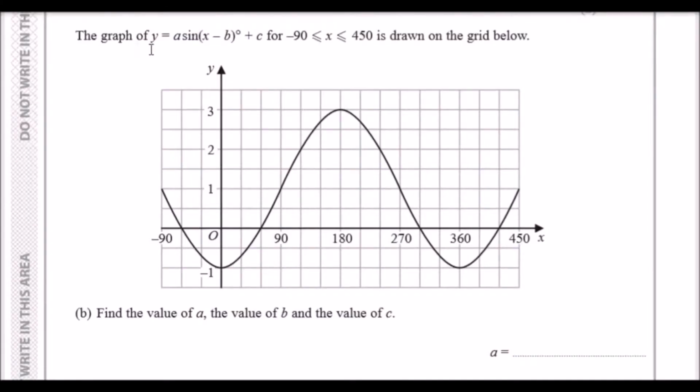So the graph of y equals a sine(x minus b) plus c for this given curve is drawn on the grid below. And here they want us to find the values of a, b, and c. Okay, so first things first, with a sine wave, you can see clearly that the range is really messed up.